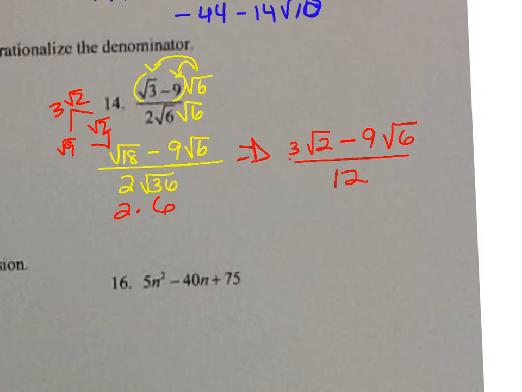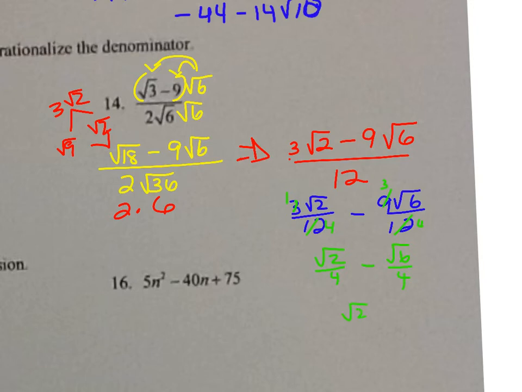So remember, we can reduce this. So this is 3 the square root of 2 over 12 minus 9 the square root of 6 over 12. And then we can reduce. This becomes 1 and 4. So it's the square root of 2 over 4 minus, and then this is 3 and 4, the square root of 6 over 4. And then obviously this can be written as the square root of 2 minus the square root of 6 all over 4, just by subtracting the tops, keeping the bottom when you add and subtract fractions.